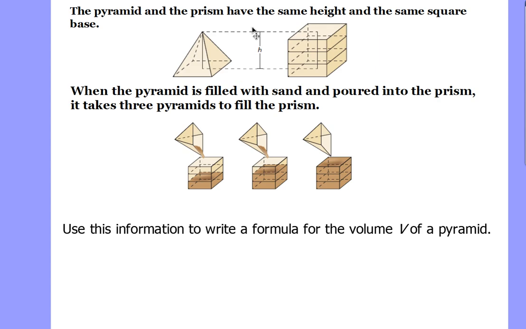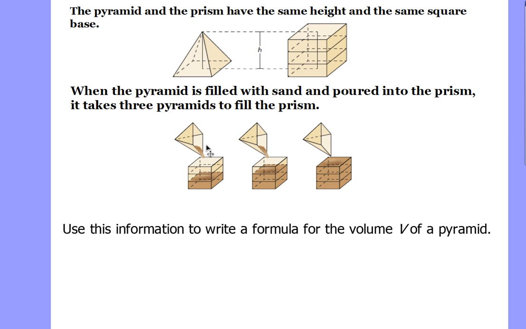The pyramid and the prism have the same height in this case. So what ends up happening here? Well, when the pyramid is filled with sand and poured into the prism, it takes 3 pyramids to fill this entire prism, right? So if I took 3 of these, I could fill up the whole prism, just of sand or water or whatever you're talking about.